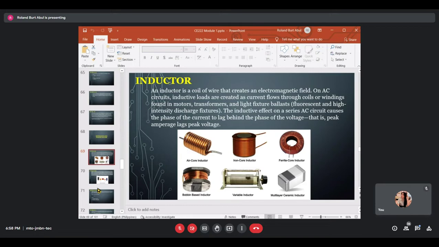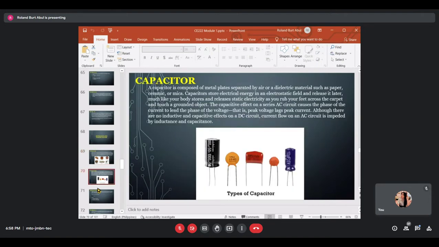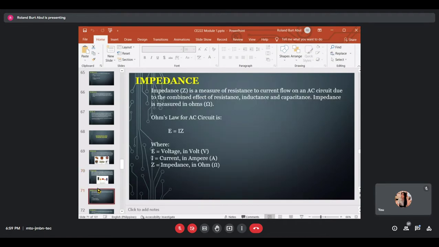Next topic is impedance and power factor. Before the discussion of impedance, we will first discuss inductors and capacitors. An inductor is a coil of wire that creates an electromagnetic field. On AC circuits, inductive loops are created as current flows through coils or windings found in motors, transformers, and light fixture ballast. The inductive effect on a series AC circuit causes the phase of the current to lag behind the phase of the voltage. That is, peak amperage lags peak voltage.